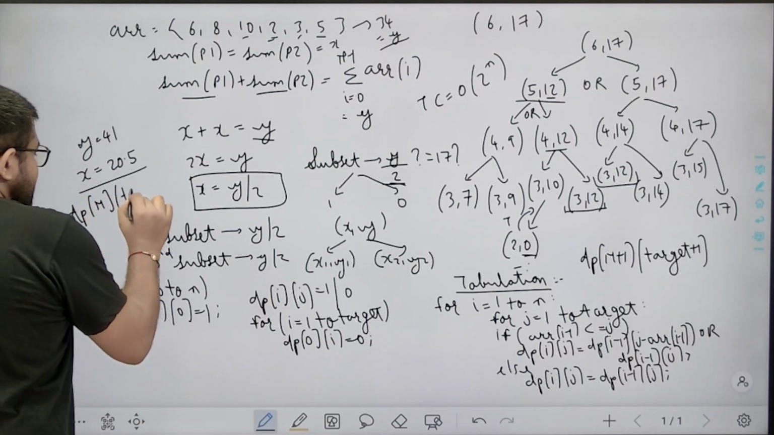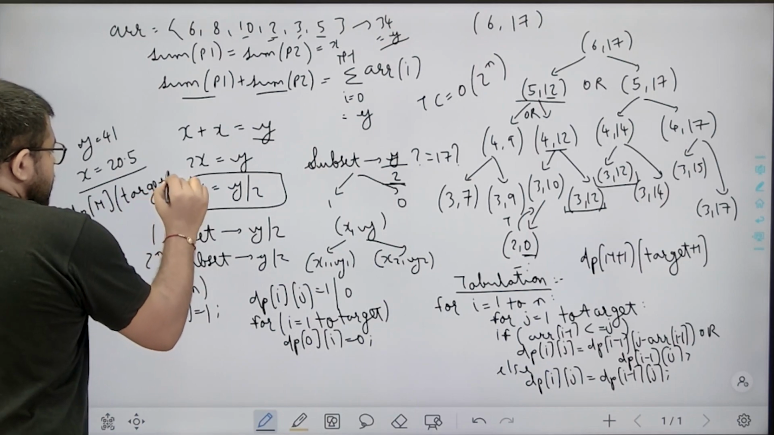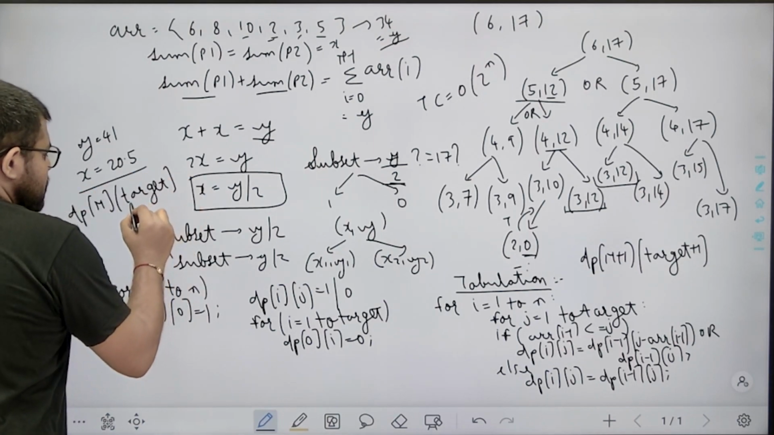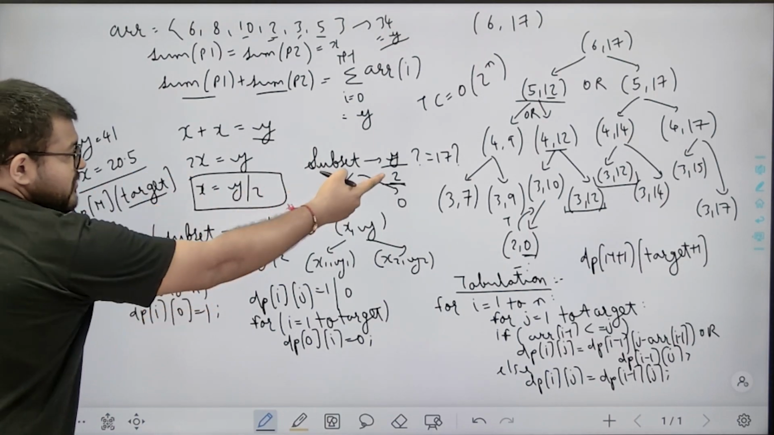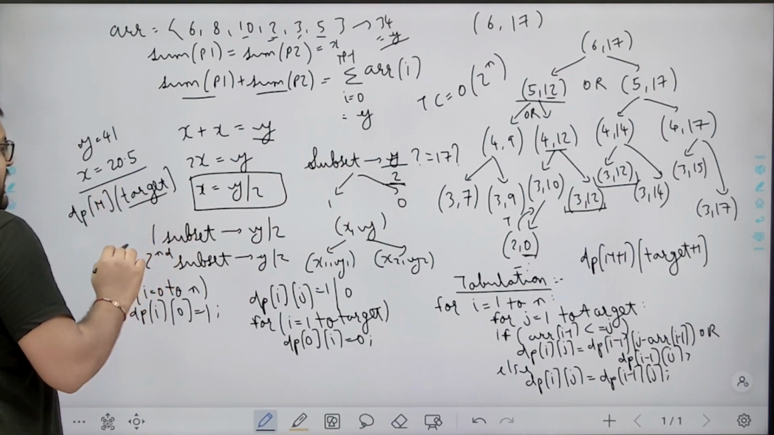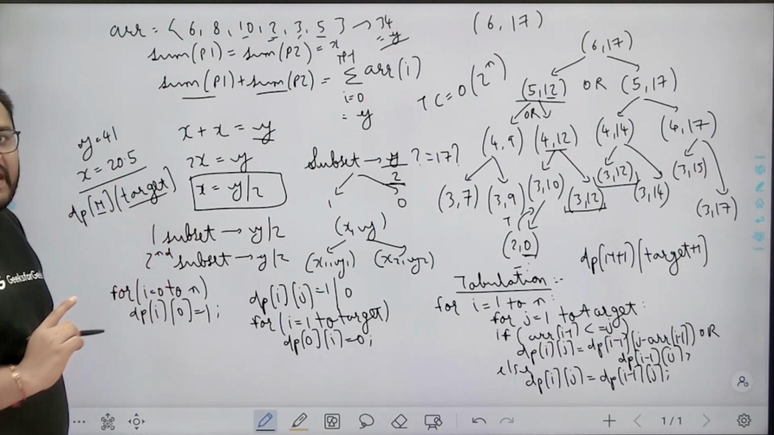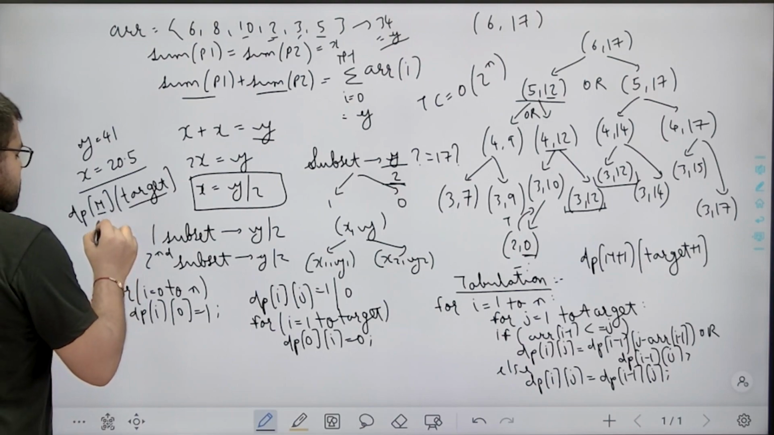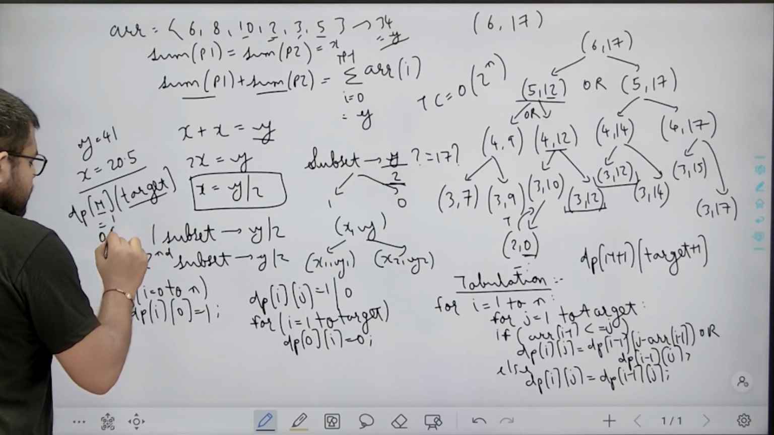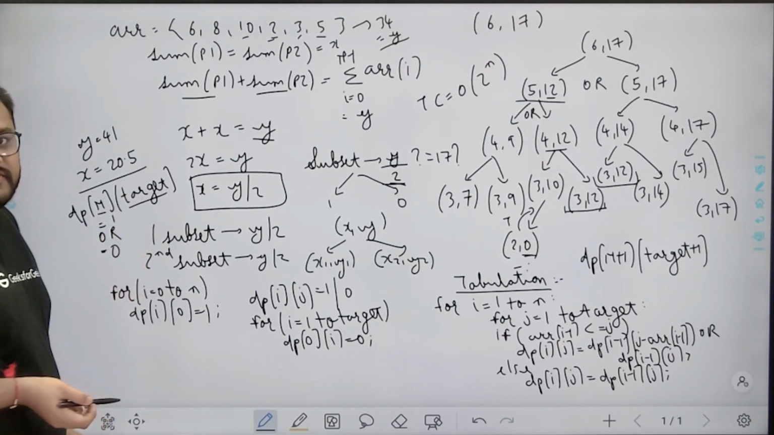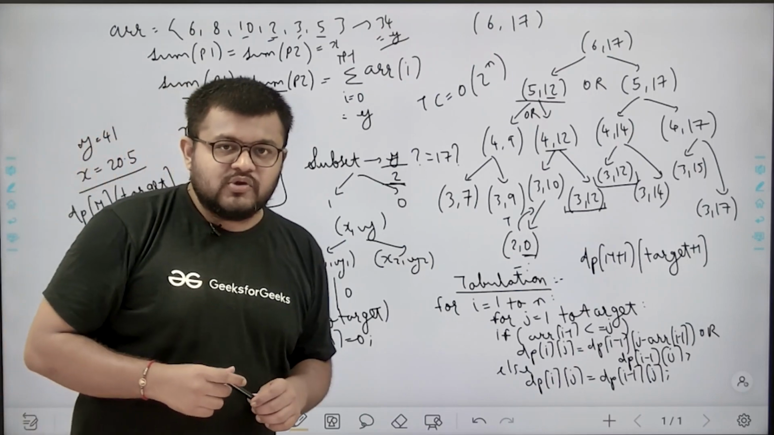So what does this denote? Whether it is possible to get a sum of target, where target will be equal to y by 2, using any of the subsets of the first n elements. So if it is possible, it will be equal to 1. If it is not possible, this will be equal to 0. Now let's look at its actual implementation.